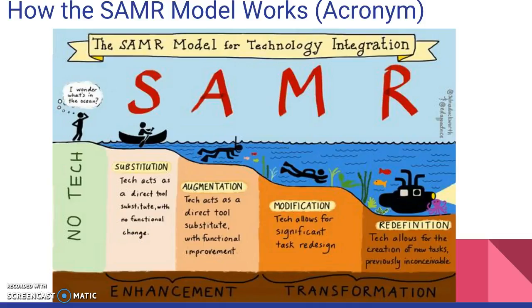And then the steps that you really are aiming for would be transformation. You're moving down and down and down deeper as you keep going. Modification: technology allows for significant task redesign. We'll talk a little bit about that as we continue on, and I'm going to give you a few examples. And then finally what you're getting at is redefinition, which is technology allowing for the creation of new tasks that were previously inconceivable or not around, and now technology has given you the opportunity.